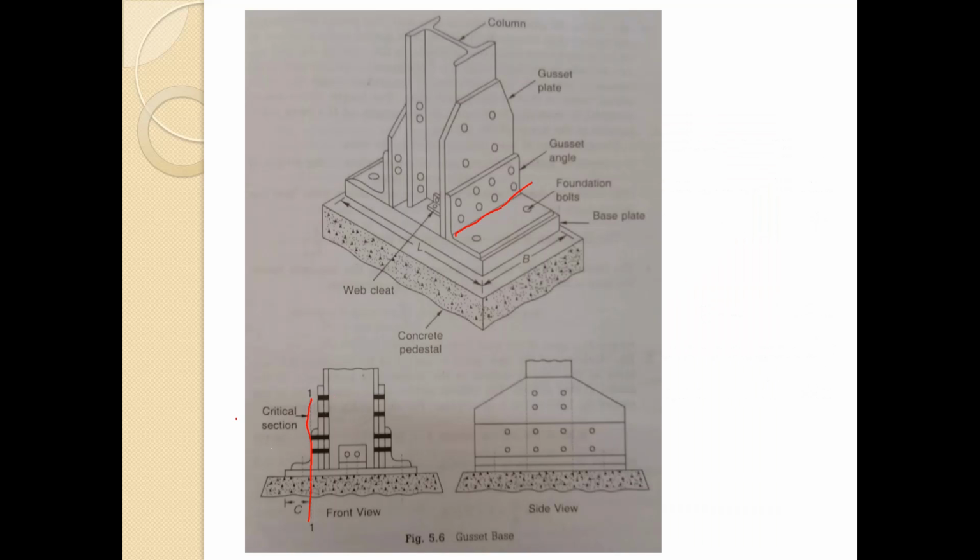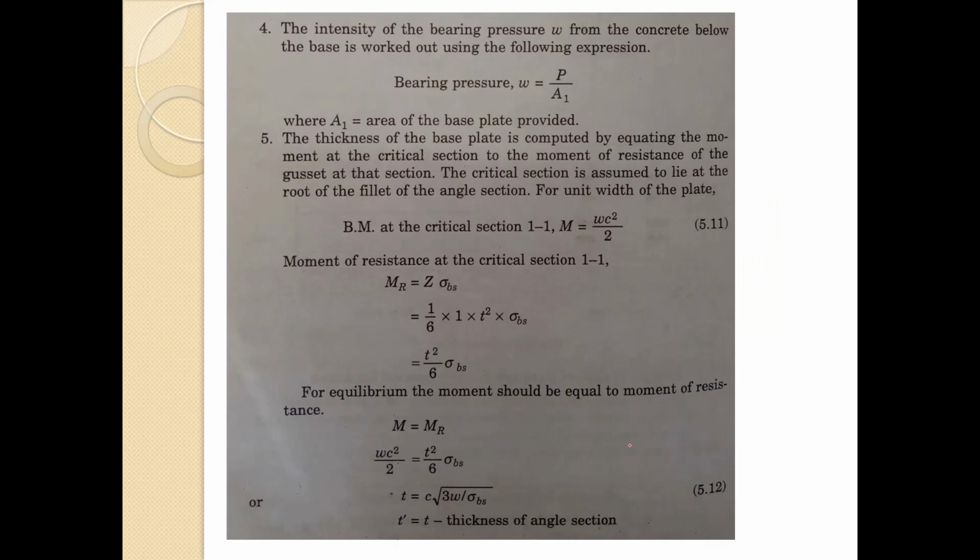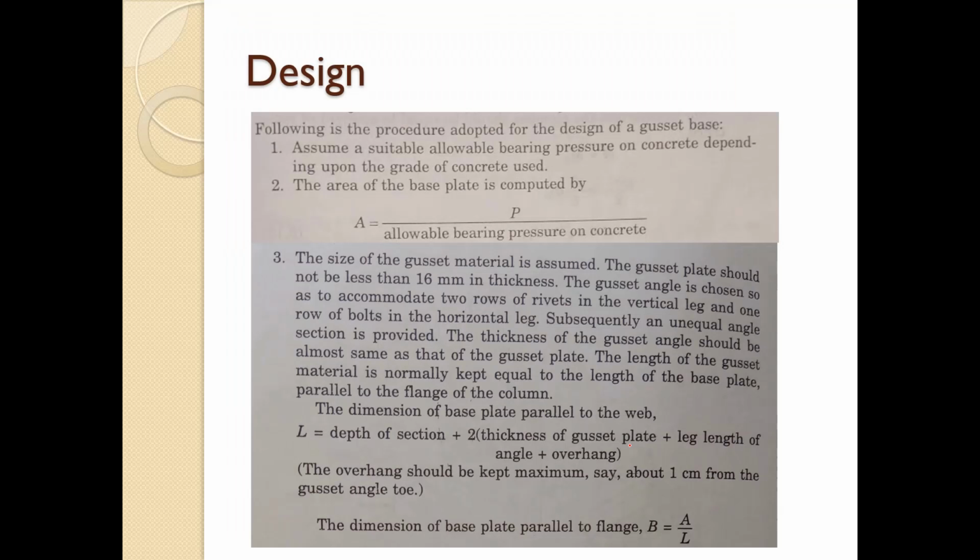As here you can see, we have to accommodate these two rows in the vertical leg and one row of bolts in the horizontal leg. Subsequently, an unequal angle section is provided. The thickness of the gusset angle should be almost the same as that of the gusset plate. The length of the gusset plate material is normally kept equal to the length of the base plate parallel to the flange of the column.